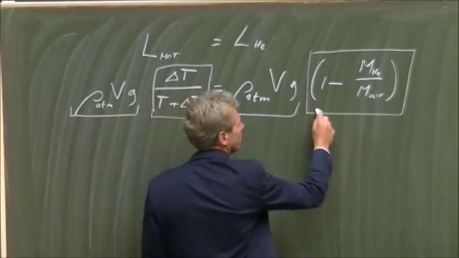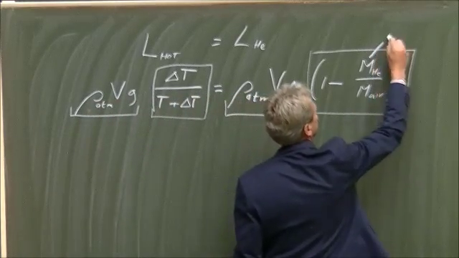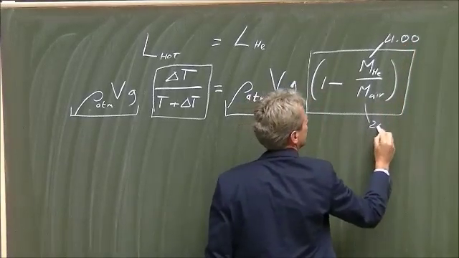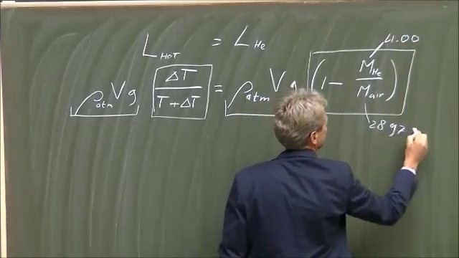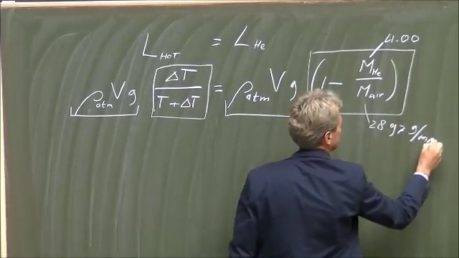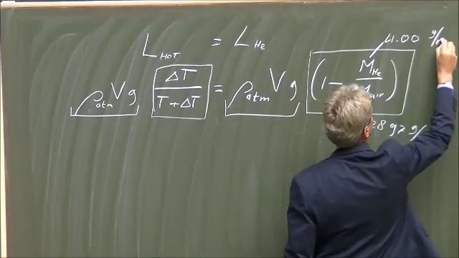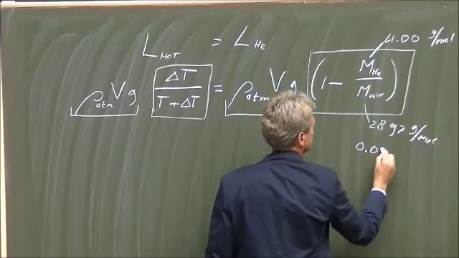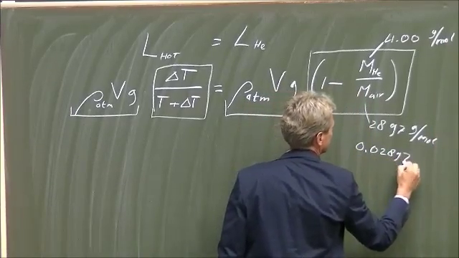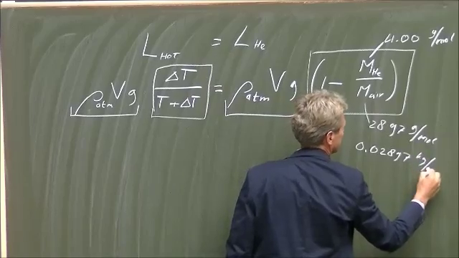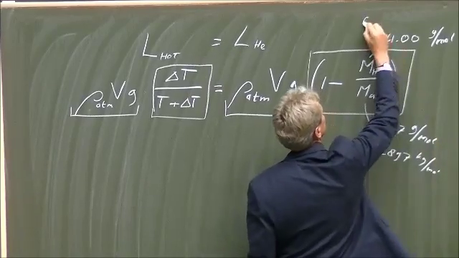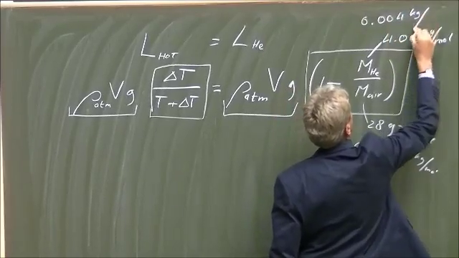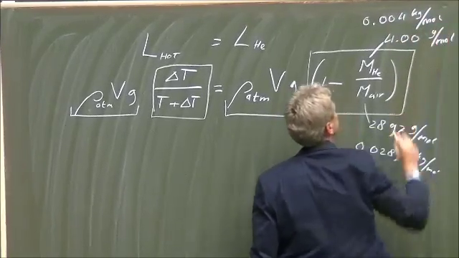But so this we can calculate because this is 4.00 and this is 28.97, and this is gram per mole. Like I said, we can use this, but if you do it correctly, you should use these numbers, of course, for kilogram per mole. And here again for kilogram per mole.